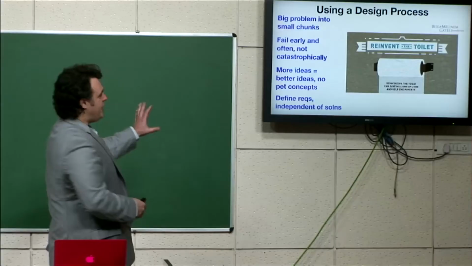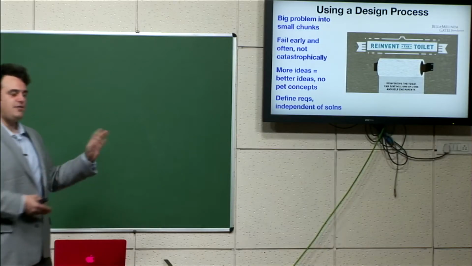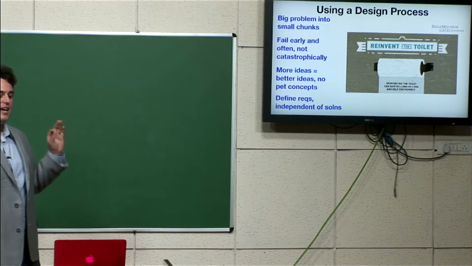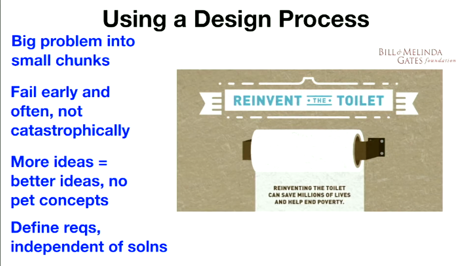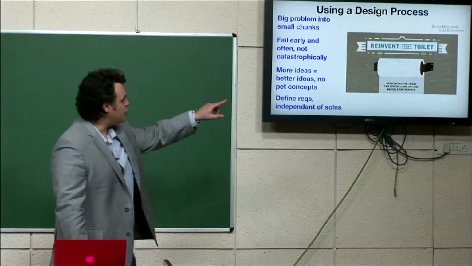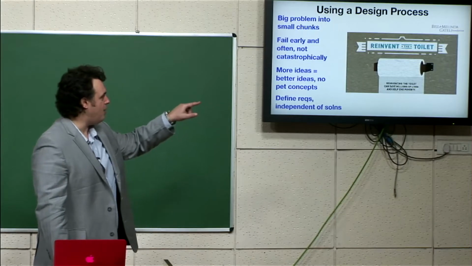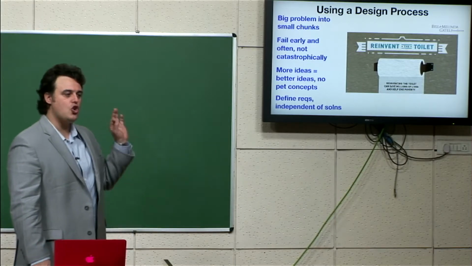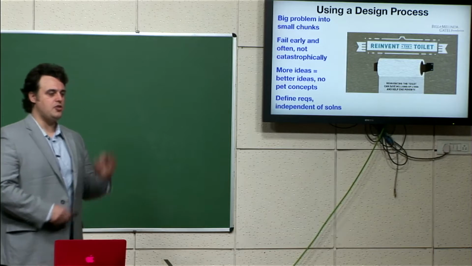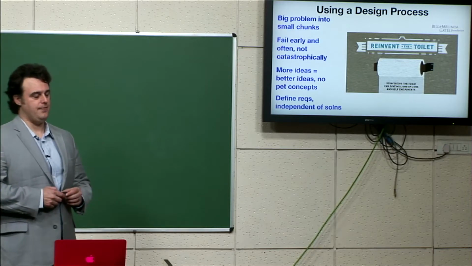So an example of this that I like a lot is the Gates Foundation's program called Reinvent the Toilet. Now I'm saying that noun, that device, a toilet. But what is their core requirement in their program? If you read at the bottom, reinventing the toilet can save millions of lives and help end poverty. What is their goal in this program? What is the requirement they're trying to meet here?